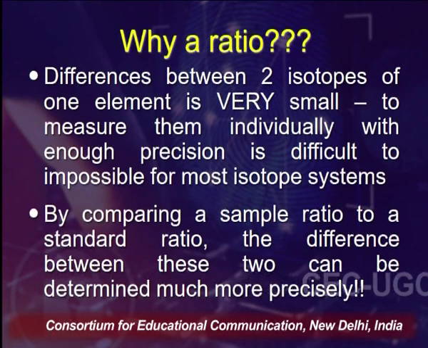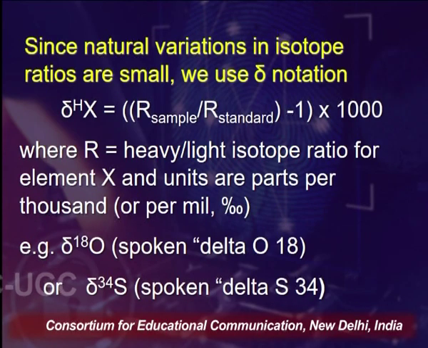Now, why are we taking a ratio? Why not the direct measurement? The answer to this question is that the difference between two isotopes of one element is very small. To measure them individually with enough precision is difficult and impossible in certain cases. So by comparing a sample ratio to a standard ratio, the difference between the two can be determined much more precisely. Since natural variations in isotope ratios are small, we use the delta notation to get to know about the particular differences in the sample.